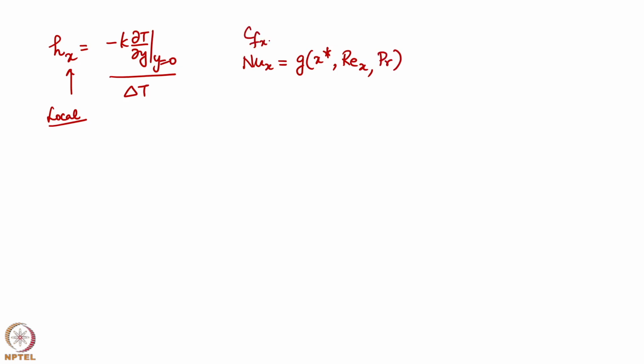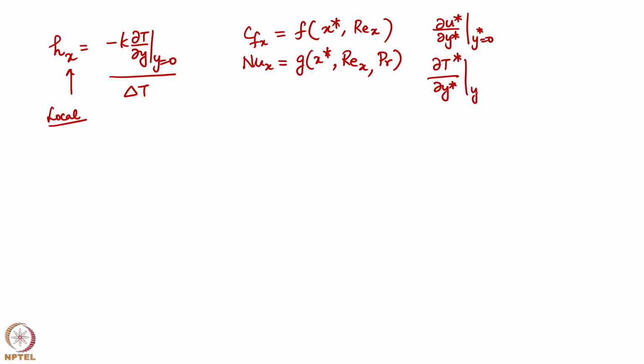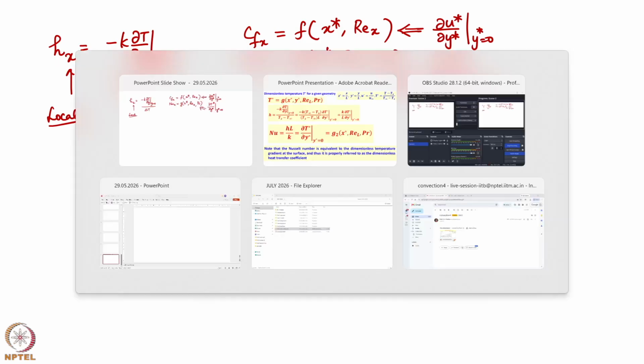There, Cfx is a function of x star and Rex. Both of them: this is du star by dy star at y star equal to 0, and this is coming from dT star by dy star at y star equal to 0. These two are going to feed into my definition of Cfx and Nusselt number. Gradients of the non-dimensional velocity at the wall, gradient of the non-dimensional temperature at the wall, and these are both identical functions except that in one you have Prandtl number.